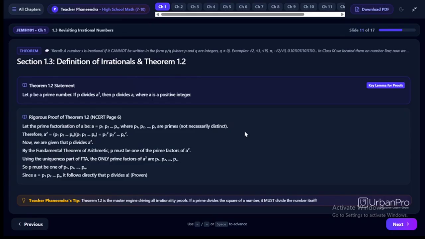So it's simple, right? Simple, straightforward. A square is divided by P. Since A is equal to P1, P2, P3, and so on up to Pn, then P must be among P1, P2, P3, and so on up to Pn. So remember this, children, this theorem is very important. It is especially used in almost all of the irrational number proofs. Let's go to the next question.